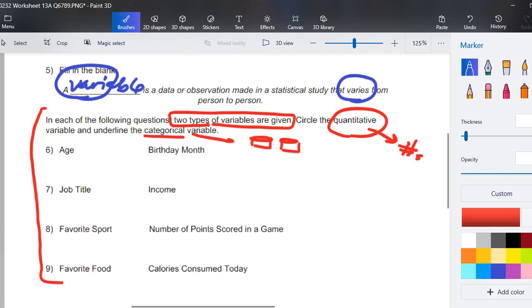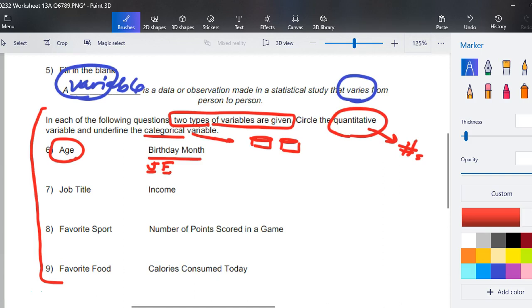So age. Is age a number or is age a bin? We could make it buckets, like, hey, everybody age 20 to 25 goes in this bucket. But I think what they're wanting us to see is that age itself is a quantity. Whereas birthday month, like January, if you're in January, you go in this bucket. If it's February, you go in that bucket or bin. So birthday month is categorical, age is quantitative.